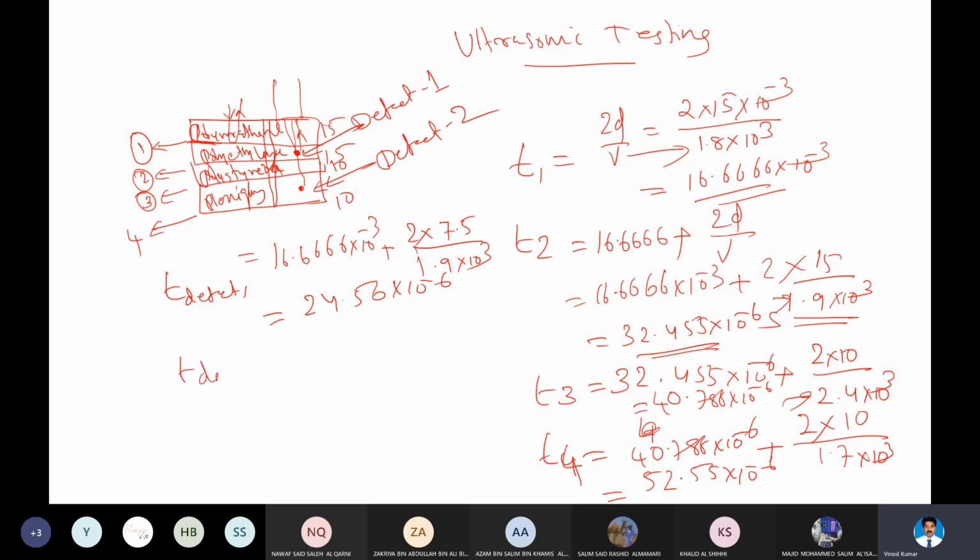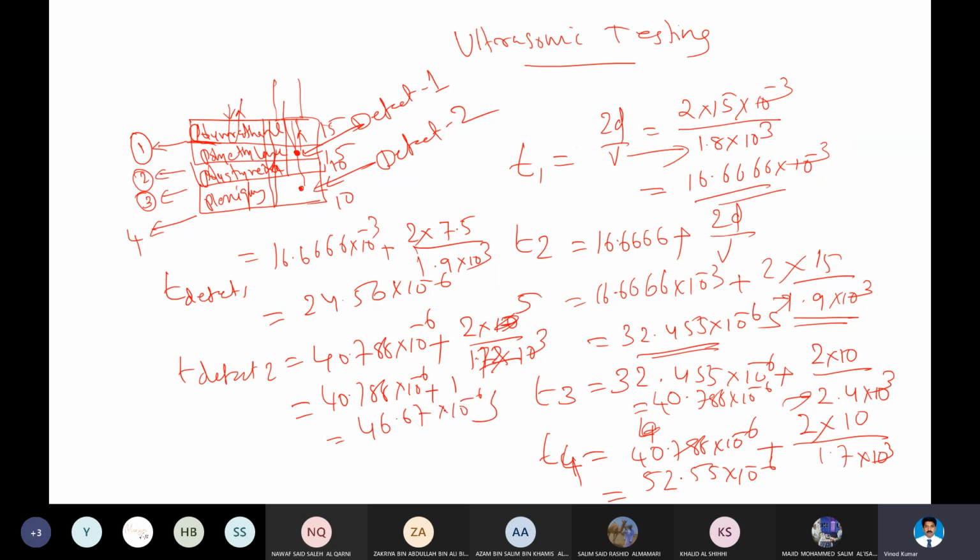Okay. And then defect 2. Defect 2 is also here. So I will take ultrasonic waves to hit here. That is T3. I calculated T3 as 40.788 times 10 to the power minus 6 plus defect 2, then plus 2d, 2 times 10 divided by 2. d is depth. So we get 40.788 times 10 to the power minus 6 plus 2 times 10 divided by 2. So 10 divided by 2 is 5. And the velocity of the last one is 1.7 times 10 to the power 3. So we get the value as 46.67 times 10 to the power minus 6 seconds.